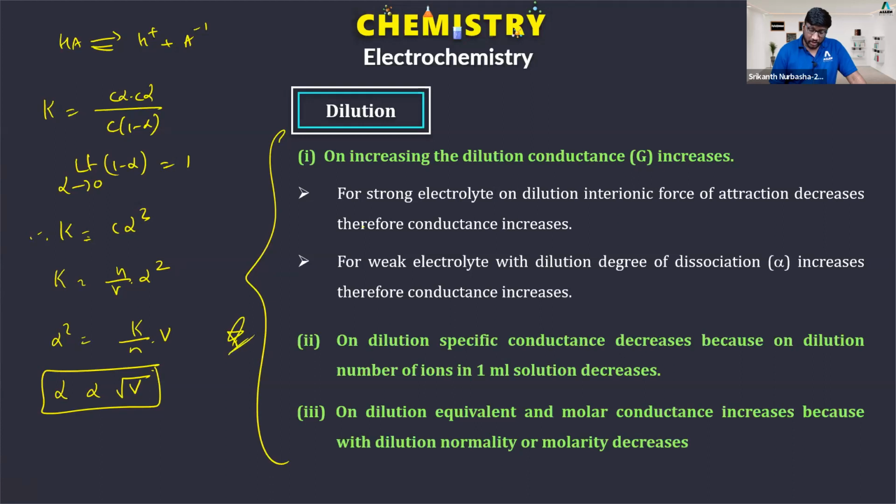So you can just go with this: on increasing the dilution, the conductance G increases. For a strong electrolyte, interionic attraction decreases, so conductance increases. For weak electrolytes, alpha is directly proportional to root V. On dilution, specific conductance decreases, because the number of ions in 1 ml of solution decreases. On dilution, equivalent and molar conductance increase, because with dilution normality and molarity decrease.